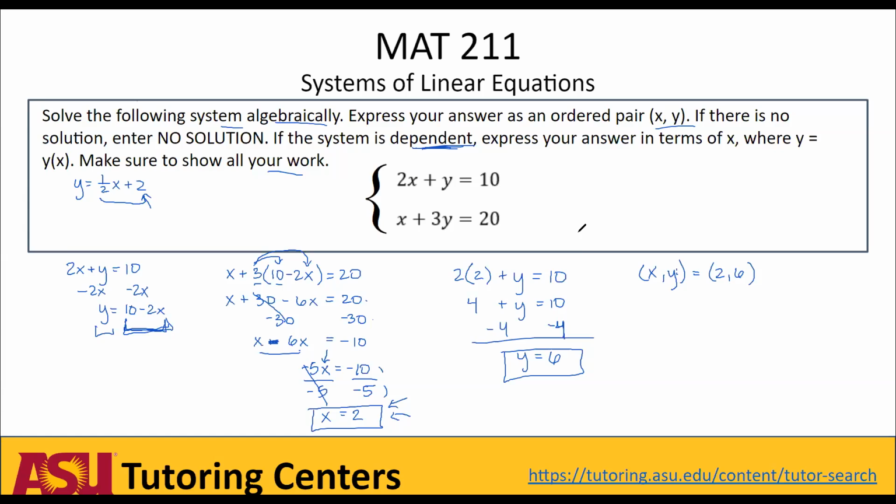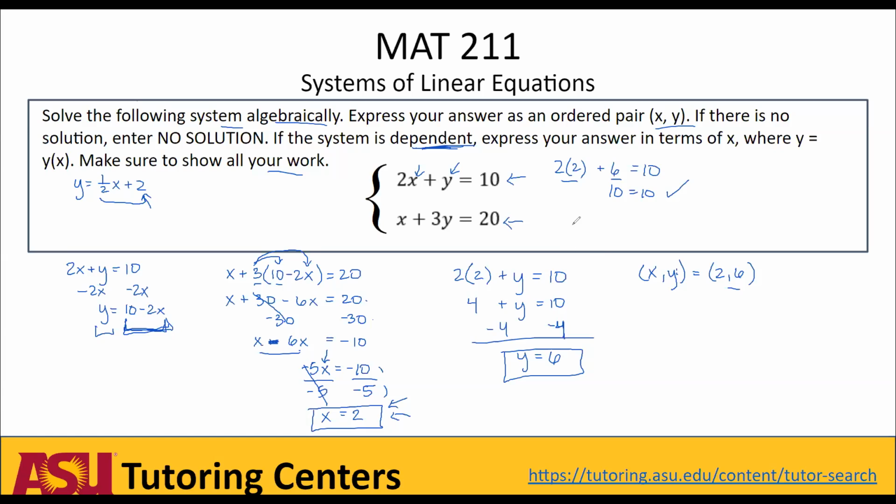So you can check to make sure that your work is correct by just substituting in your 2 and your 6 into each of these equations and making sure that the resulting value is equal to 10. So let's do this for the first one. We have 2 times 2 for our x plus 6 for our y equals 10. And of course this holds true. So this is 4 plus 6 equals 10, 10 equals 10. This checks out.